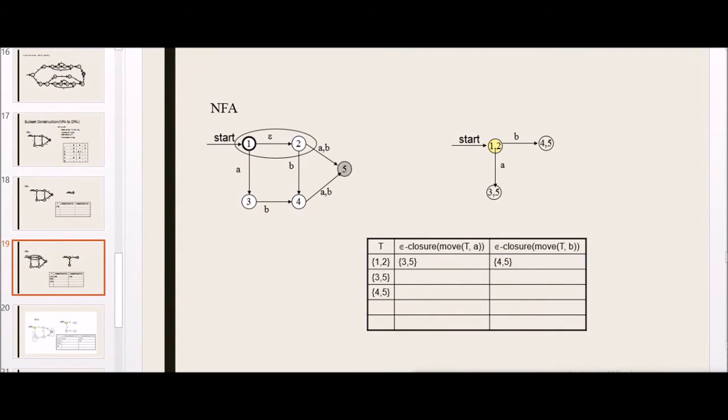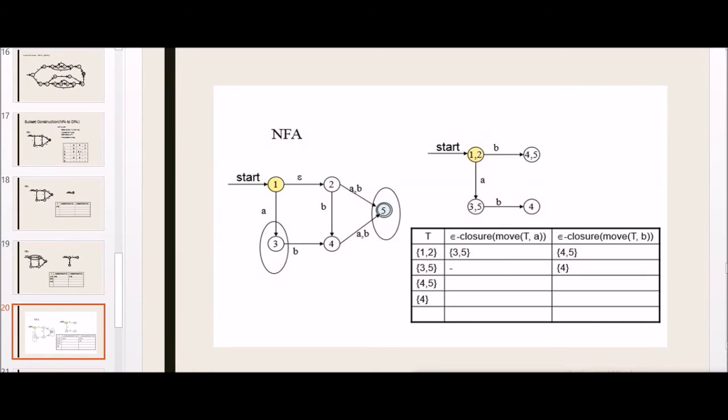Now if we find any new state, we have to write it in the column of states. Right here, I found two new states, which are 3, 5 and 4, 5. So I have to write these two states into this column. Now I have to see where I can go from state 3, 5 for the alphabets A and B.